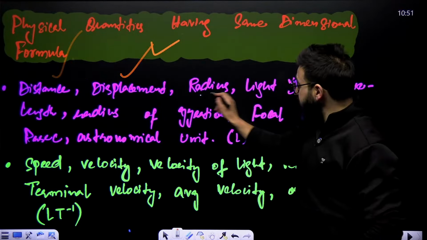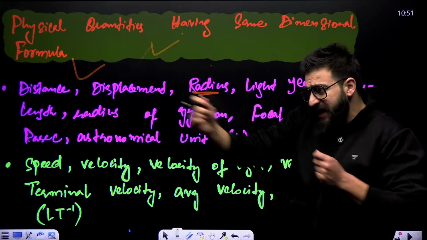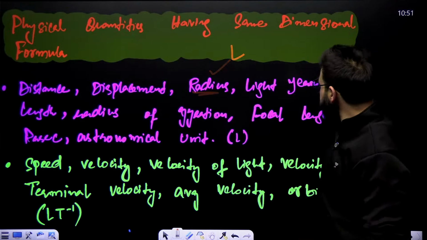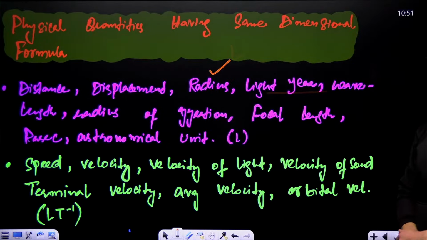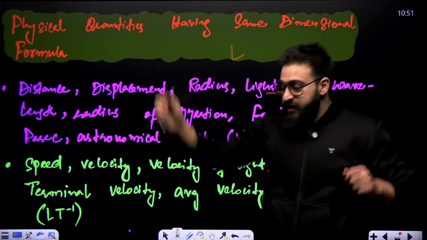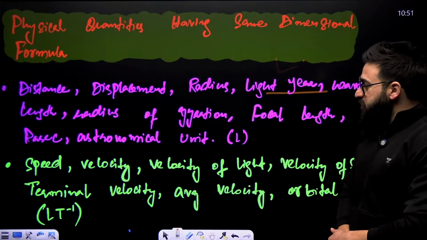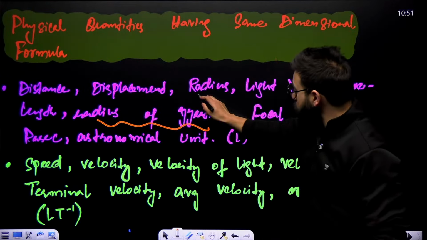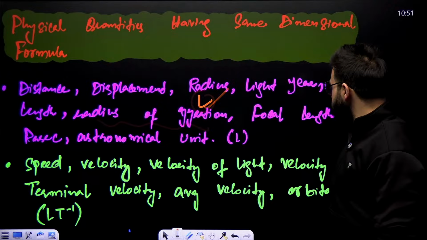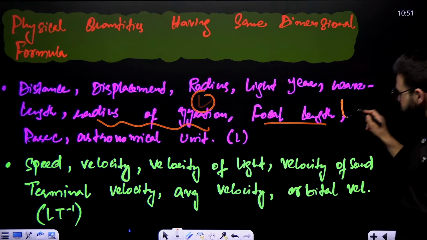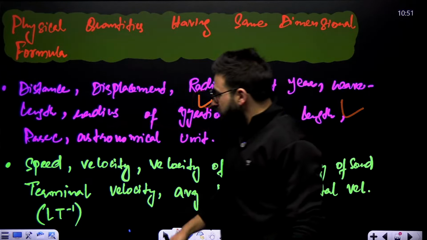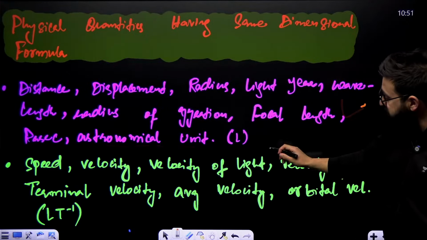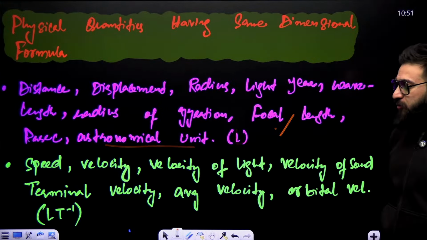And then we say radius. Radius is also length, distance. So it has the same dimensional formula L. Light year is also a distance. So it has also the dimensional formula of L. Then we say radius of gyration. Also it is a length, so it has the same. Focal length, it has also L. Astronomical unit, parsec. All of these have got the same dimensional formula L.